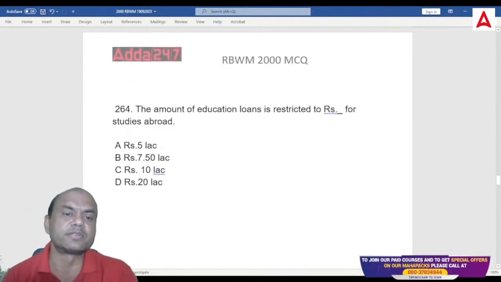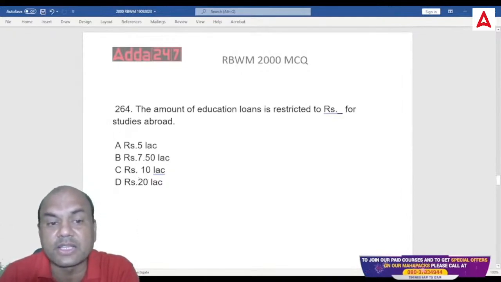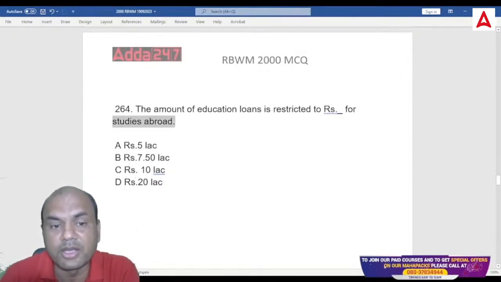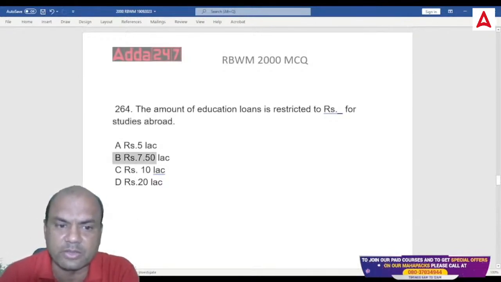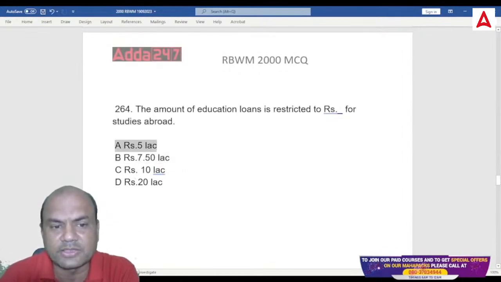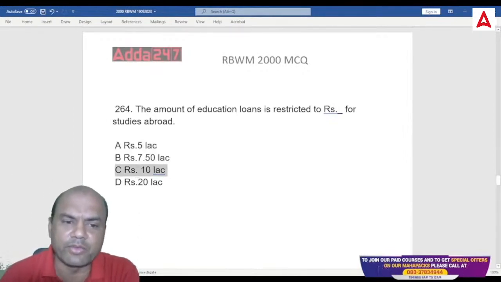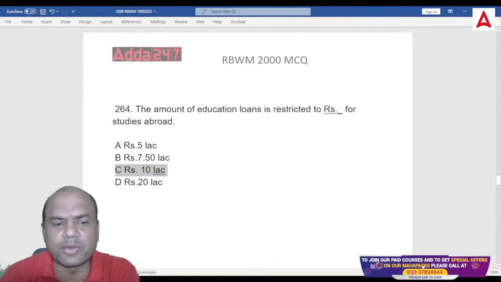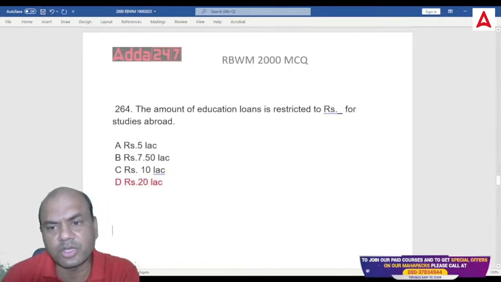Next one. The amount of education loan is restricted to rupees dash for studies abroad. Just now I told you 10 lakhs was for India. So abroad will be what? It will be lesser, 7.5 lakhs, 5 lakhs, or will it be 10 lakhs? If within India I am giving it for 10 lakhs, abroad will definitely be higher. Logical. So the answer is 20 lakhs. Got it?